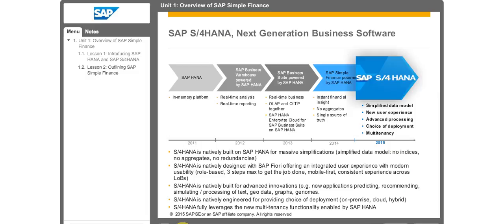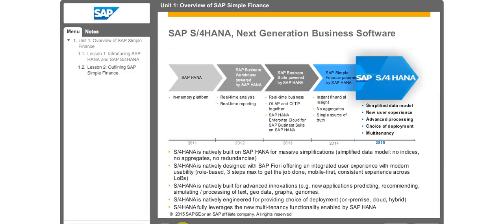S/4HANA is natively built on SAP HANA for massive simplifications, offering a simplified data model. No indices, no aggregates, no redundancies. S/4HANA is natively designed with SAP Fiori, offering an integrated user experience with modern usability that is role-based, and which offers 3 maximum steps to get a task done. It is mobile-first and offers a consistent experience across all lines of business.